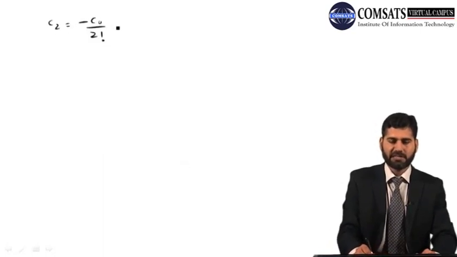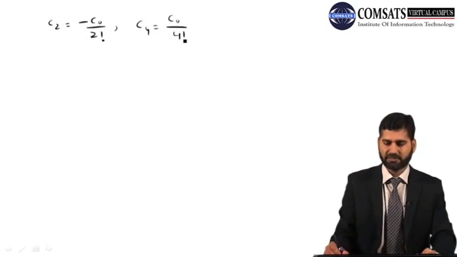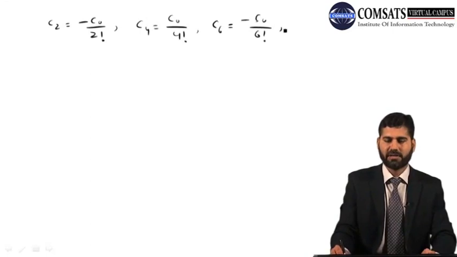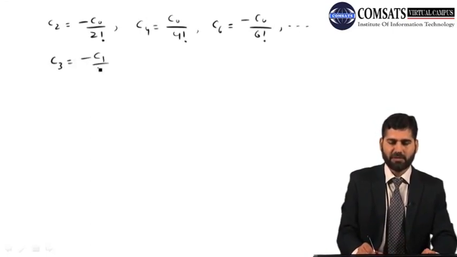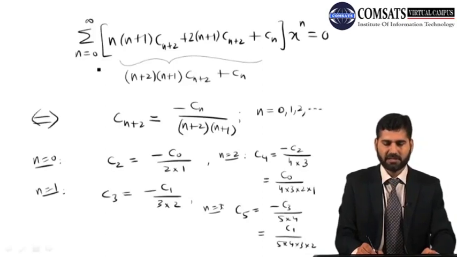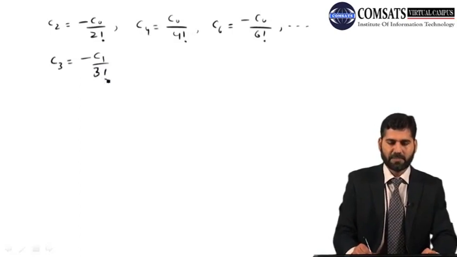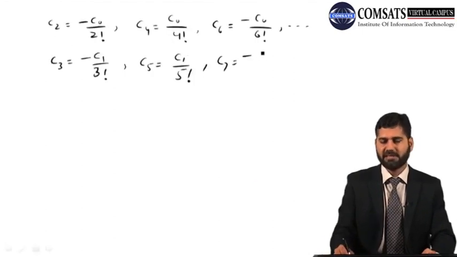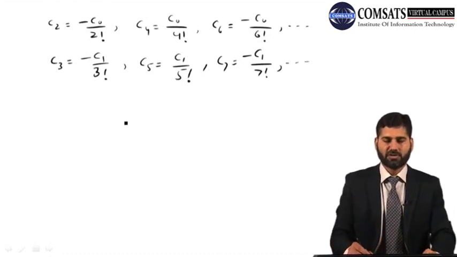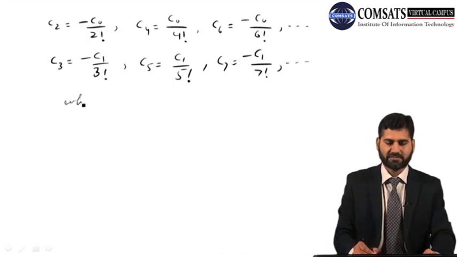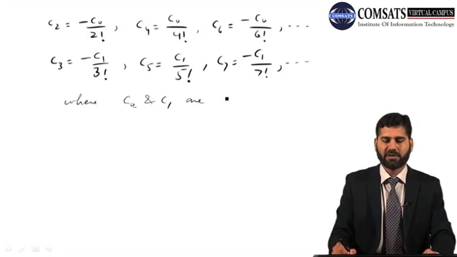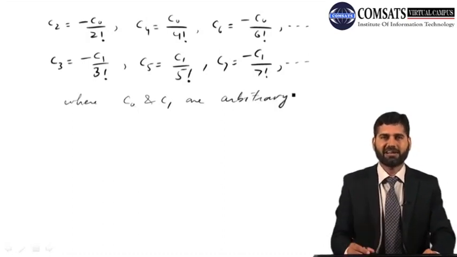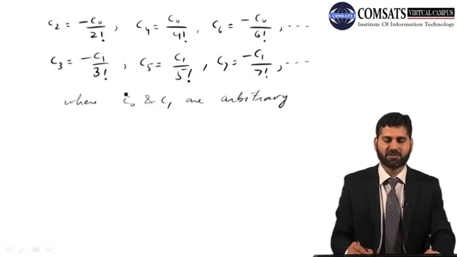Alright, so it means you are getting c2 is equal to minus c naught by 2 factorial, c4 is c naught by 4 factorial, right? And from here c6 will be minus c naught by 6 factorial, and so on. Similarly, c3 is minus c1 by 3 factorial, c5 is c1 by 5 factorial, and c7 will be minus c1 by 7 factorial, and so on. So it means you are getting two arbitrary constants here, where c0 and c1 are arbitrary. So you see, you will get the two linearly independent solutions just because of two arbitrary constants.